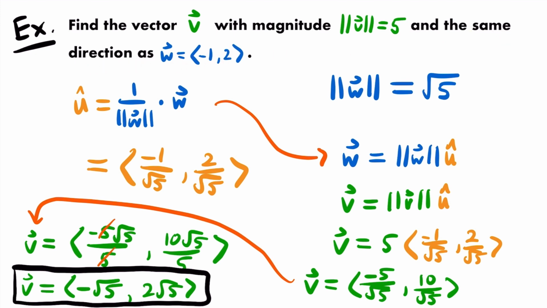Okay, all we did was find the direction of vector w by finding the corresponding unit vector, and then we multiplied that unit vector by the magnitude of vector v. Okay, let's take a look at another example.